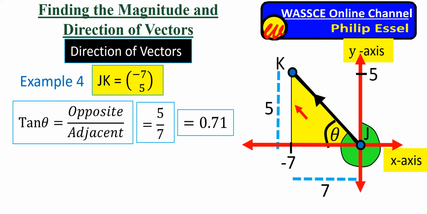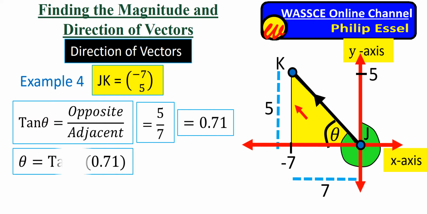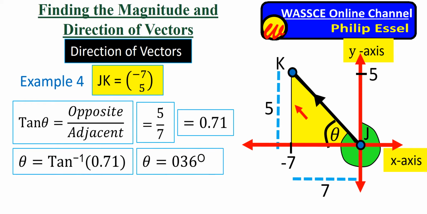Our theta will therefore become tan inverse of 0.71. When you punch this on your calculator, you would get 36 degrees. That is to the nearest whole number. Please note that the 36 degrees is not our final answer. It is just the theta, which is the angle between the vector JK and the x-axis.